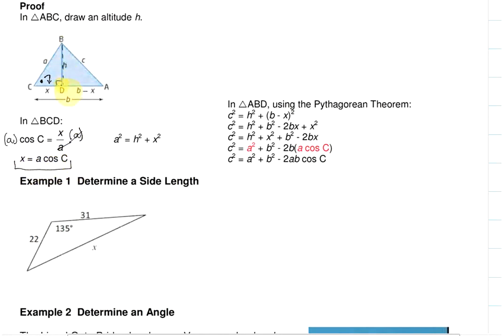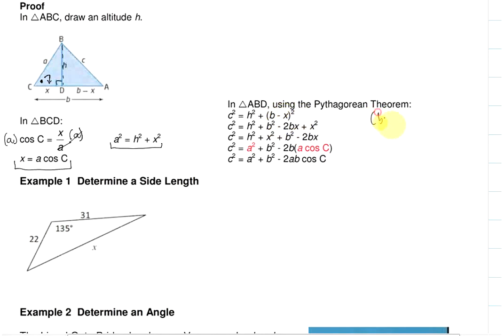And then using the Pythagorean theorem for triangle BCD, I can say that the hypotenuse squared, so A squared, is equal to h squared plus x squared. Okay, so we're going to use this later. Now in our second triangle, BAD, using the Pythagorean theorem, I can say that the hypotenuse squared, c squared, is equal to h squared plus (b minus x) squared. And then I'm going to square the b minus x.